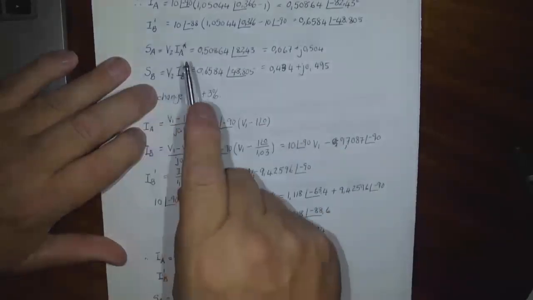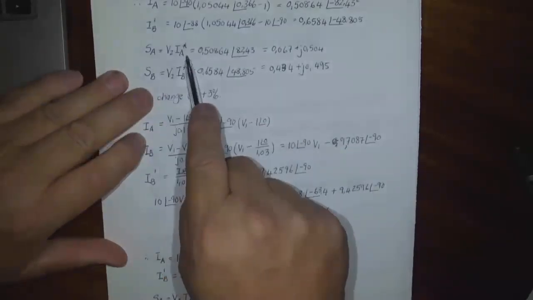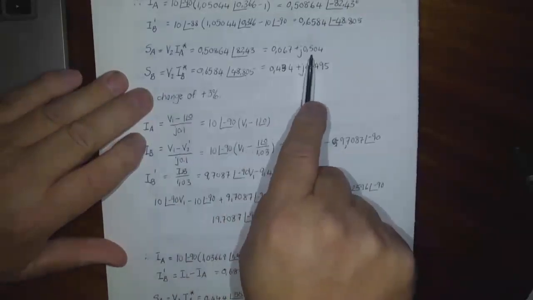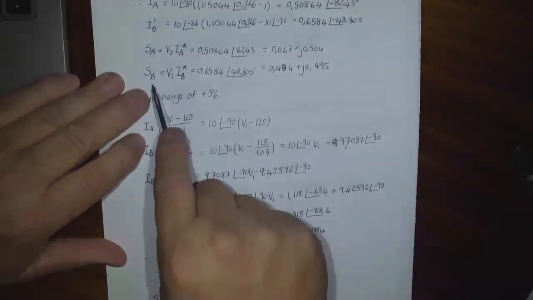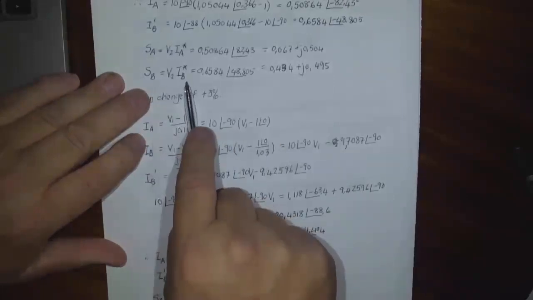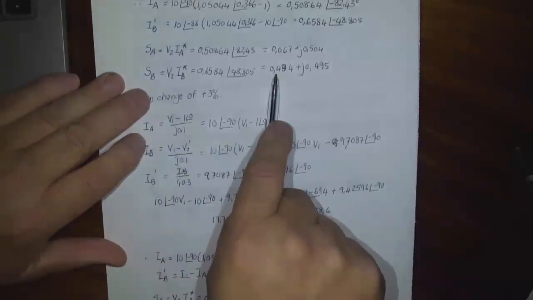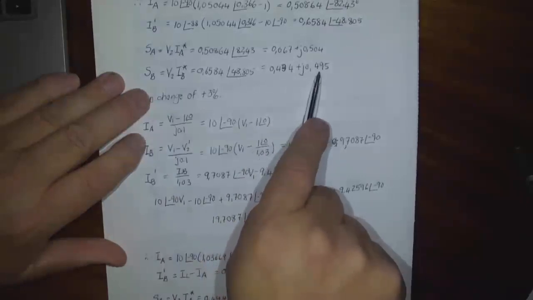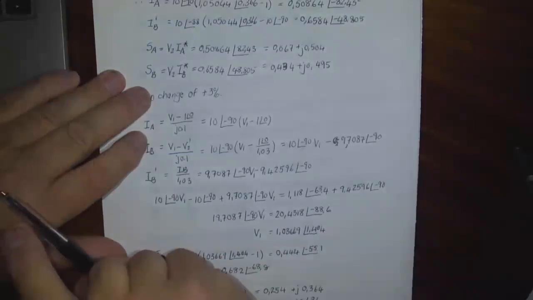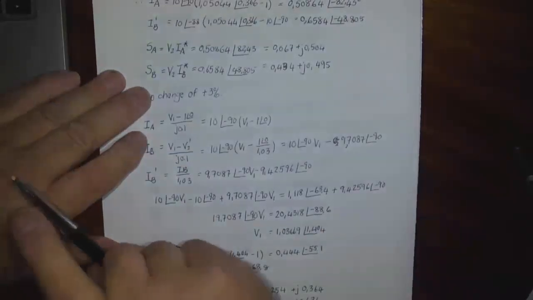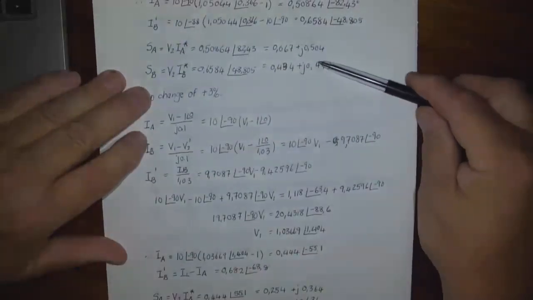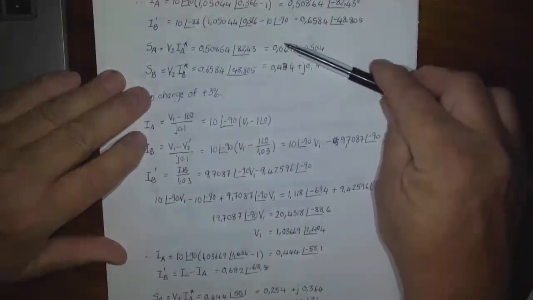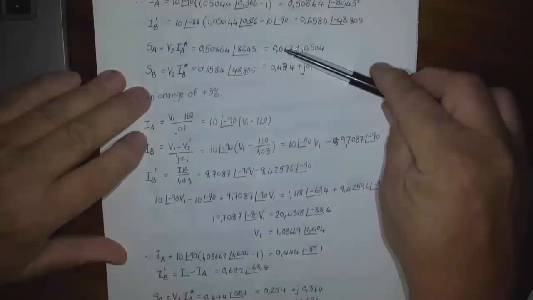Okay. So SA is V2 times IA conjugate. That gives us 0.067 plus j0.504. SB is V2 times IB dash. That gives us 0.434 plus j0.495. So you can see that the reactive power didn't change much, but the big change was between these two.